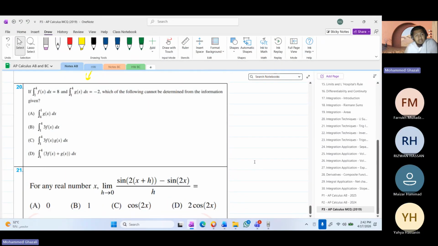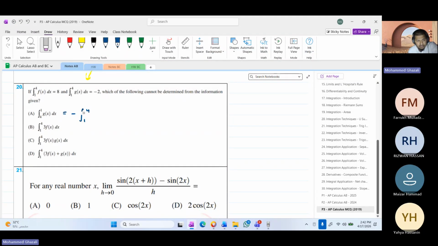All right, guys, next one. If the integral from 1 to 4 of f of x is equal to 8 and the integral from 1 to 4 of g of x is equal to -2, which of the following cannot be determined from the information given? Can we find the integral from 4 to 1? Yes, we can. The integral from 4 to 1 is basically equal to the negative integral from 1 to 4.